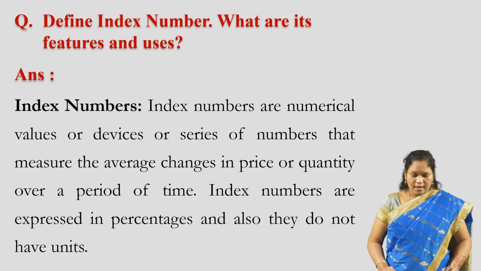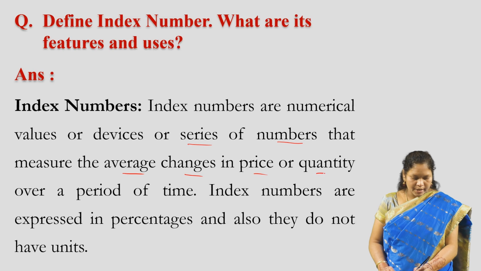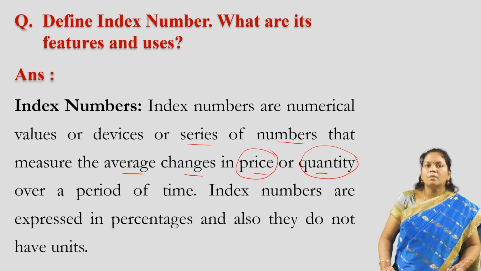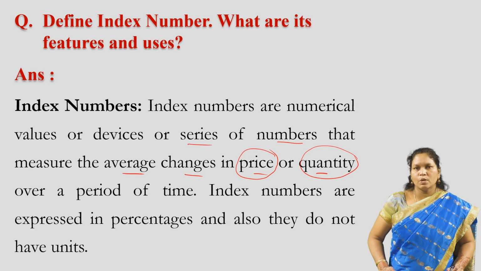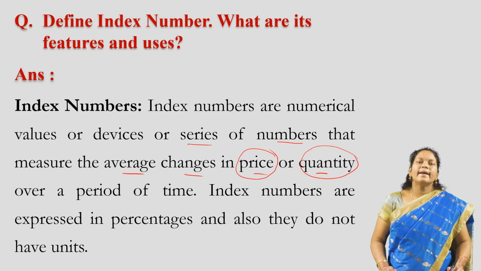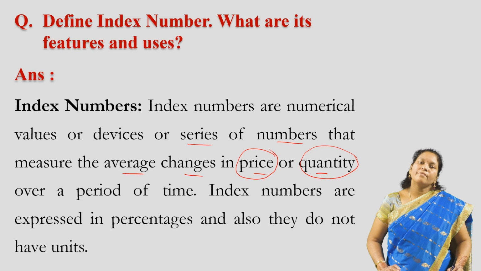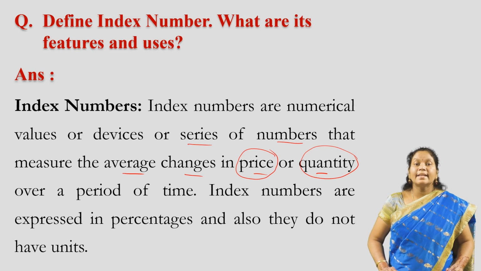So, index numbers are numerical values or devices or series of numbers that measure the average changes in the price or quantity. So, here are the words you will always get, that is price and quantity. So, an index number is all about price and quantity. In college we have an index, right? What that resembles is percentages: if exams are going on, our pass percentage or our attendance percentage, they'll display so that everybody will come to know how the timetable and all are there.